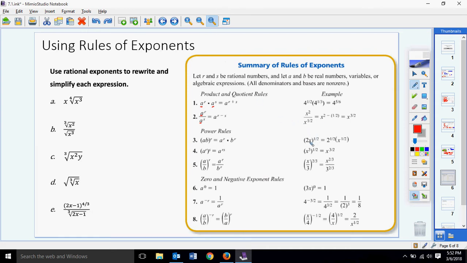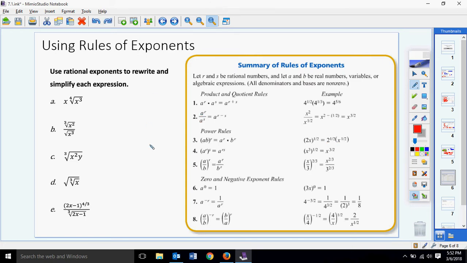So a good example is over here. We have 2 times an x, all raised to the 1/2. So this 1/2 goes to the 2, and it goes to the x. But we cannot add the 1/2s because our bases are not the same. A 2 and an x are not the same.